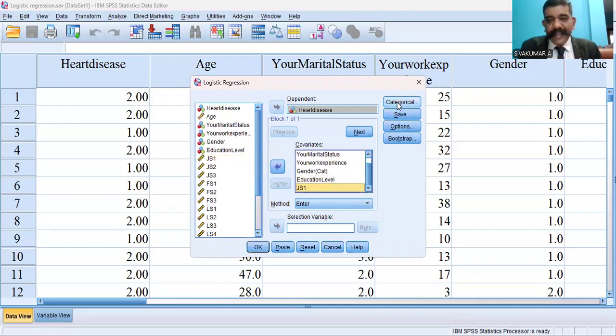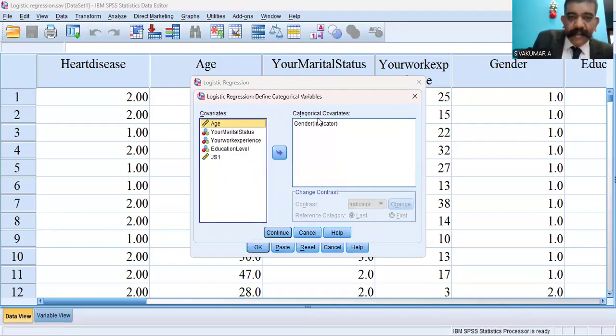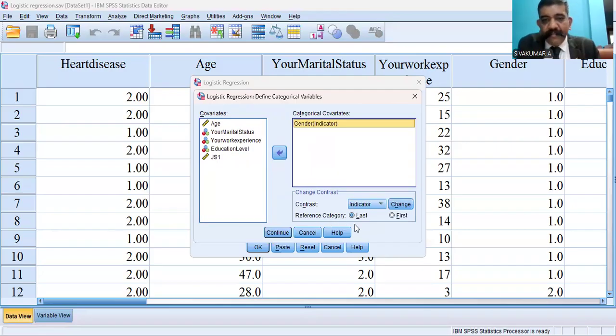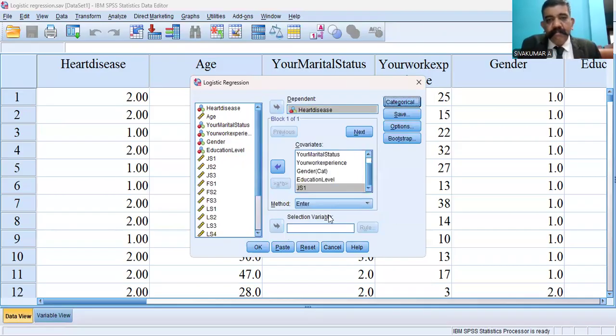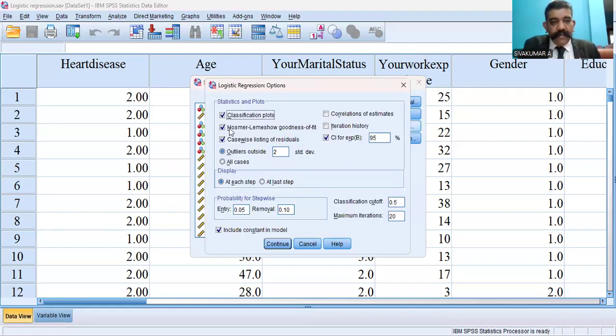Okay, then Categorical. Here you have to take the categorical variable from the independent variables. Please enter gender. Then here you have to change the reference category from last to first. Click on first. Then Continue. Then Options. You have to click on classification plots.